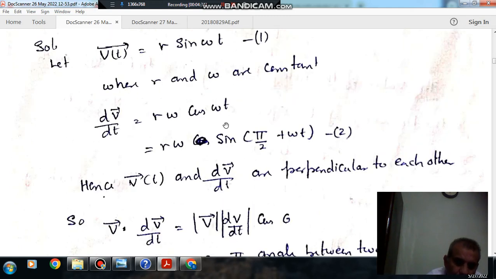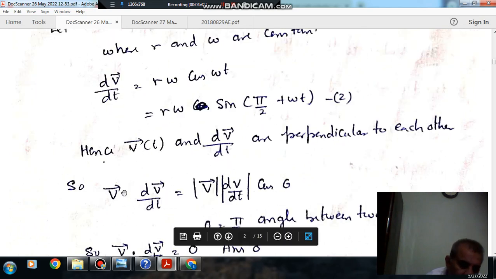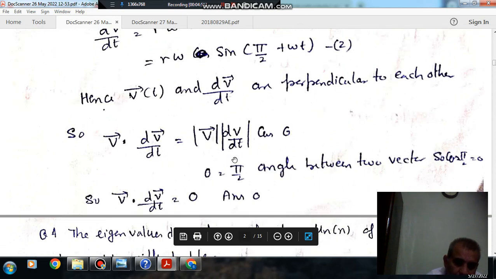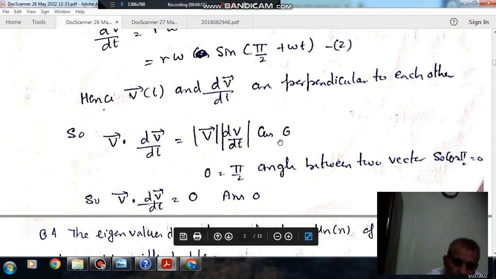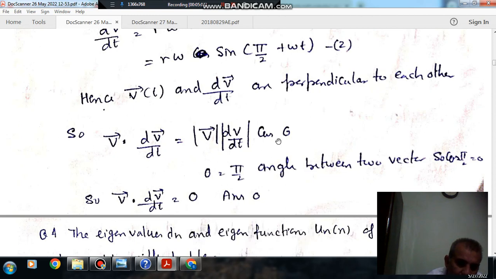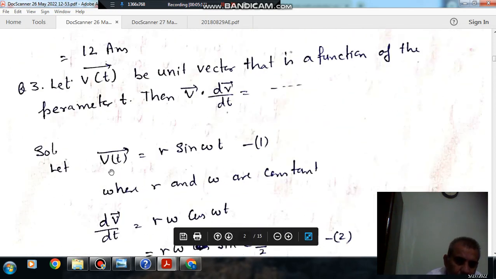So these two, V(t) and dv by dt, are perpendicular to each other. The angle between them is pi by 2, and their dot product is the magnitude of v, times the magnitude of dv by dt, times cos pi by 2. As theta is pi by 2, the cos of the angle between the two vectors is cos pi by 2, which is 0. So the dot product is 0. So the answer is 0.